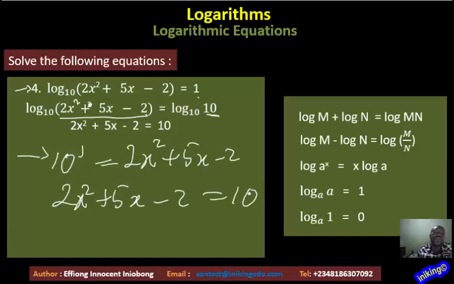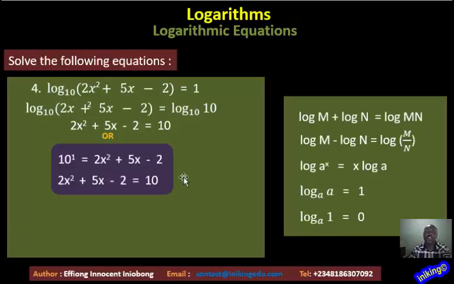So whichever way you want to do it, you still arrive at this same expression, 2x squared plus 5x minus 2 equal to 10. So that's the alternative method. If I don't want to convert my right hand side to base 10, I will just simply say 10 raised to the power 1 is equal to 2x squared plus 5x minus 2, and that still gives me 2x squared plus 5x minus 2 equals 10, just as I have there.